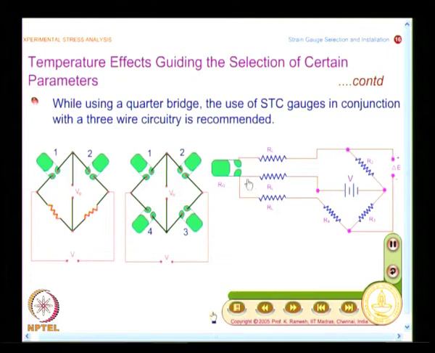Instead of using a 2 wire circuit, use a 3 wire circuit. We have seen the benefits of this. Even while you use the 3 wire circuit, go in for an STC gauge suitable for the base material. You should not mix up the STC gauges: you should not paste a gauge meant for aluminum on steel. You should select the STC gauge meant for aluminum separately and the one for steel separately, and use them carefully.